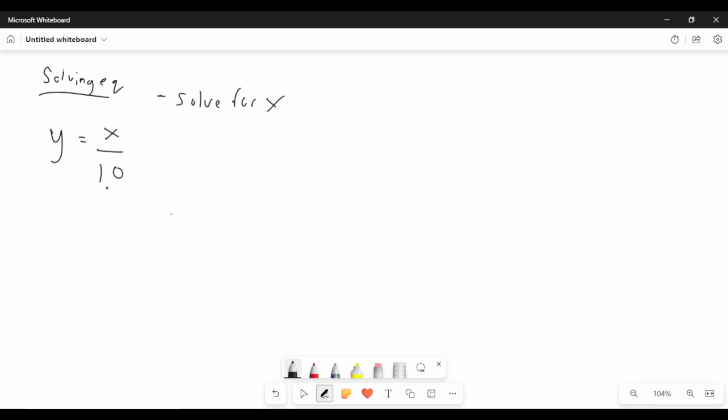So usually what we do is we can isolate the x by itself by multiplying both sides with 10. So the right hand side is multiplied with 10 and the left hand side is multiplied with 10. So this will give us 10y, and then x is equal to 10y. Keep in mind that if you want to remove the 10, you have to multiply both sides with 10.